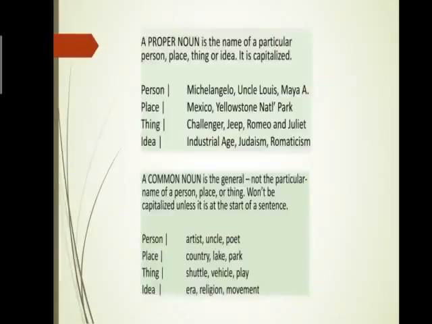It is the name of a particular person, place, thing or idea. It is capitalized. Person like Maya, name of the person. Place, Mexico. Thing, Challenger Jeep. Idea, Industrial Age. A common noun is the general, not the particular name of the person, place, thing. Won't be capitalized unless it is the start of the sentence, like person, artist, place, country, thing, shuttle, idea, era.